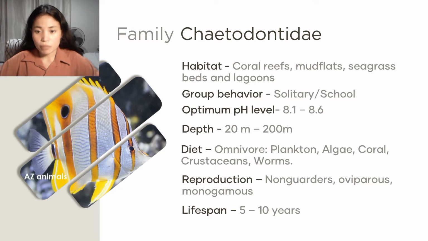They mate at a specific time of the year. In the tropics, the spawning season usually peaks in winter or early spring. In temperate climates, the spawning season takes place in the summer. Additionally, the butterfly fish form stable monogamous pairs for at least 3 years and sometimes their entire lives. Lastly, they have a lifespan of 5 to 10 years.